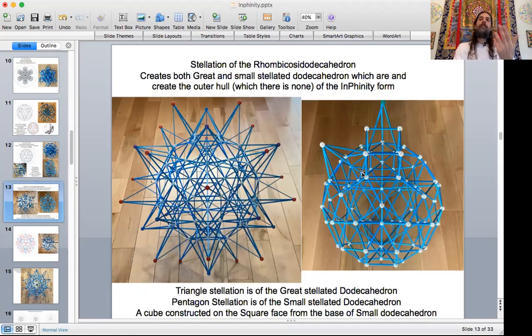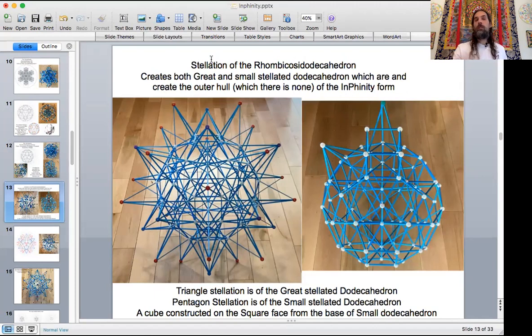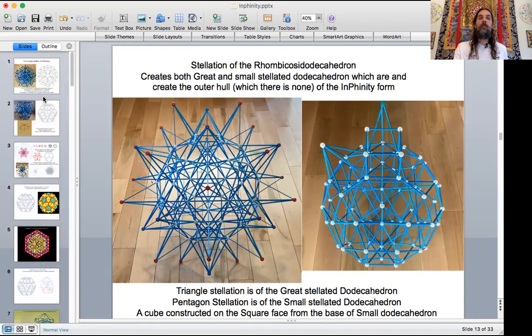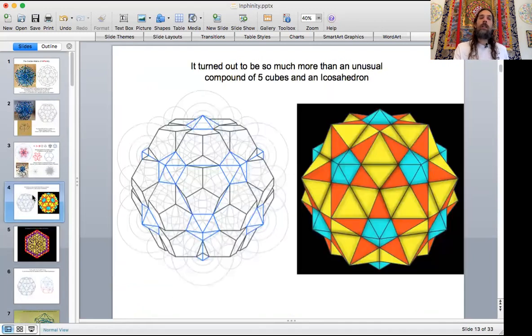So basically what I'm showing you here is I'm stellating the rhombicosidodecahedron, and the triangular stellation points that you see are going to be the great stellated dodecahedron, which I showed you back at Dan Winter's slide. I'll show you that again. And the small stellated dodecahedron is going to be the ones off the pentagonal faces. And the stellation of those two actually will create the outline of this form. It creates the outer vertices of this form right here.